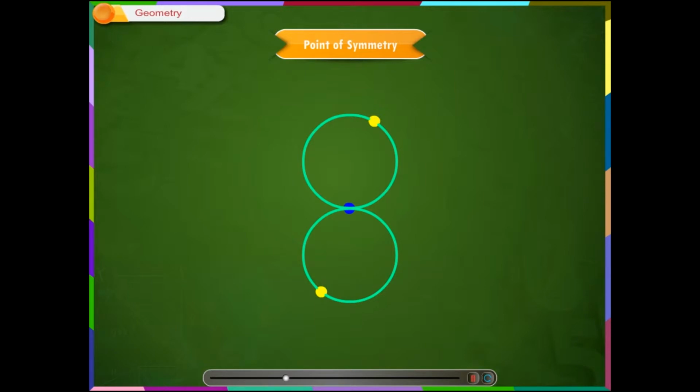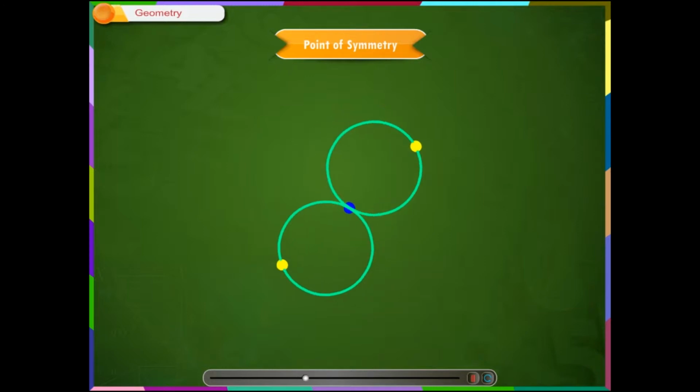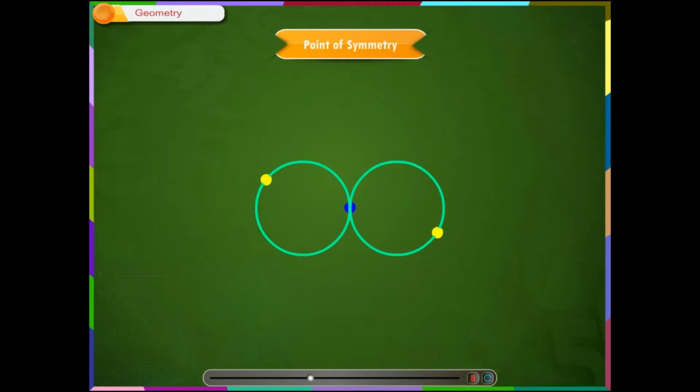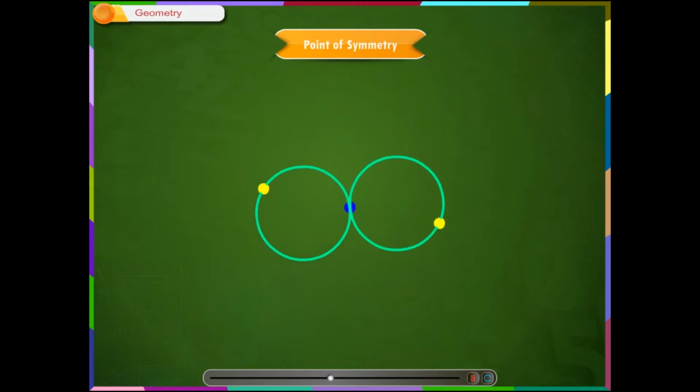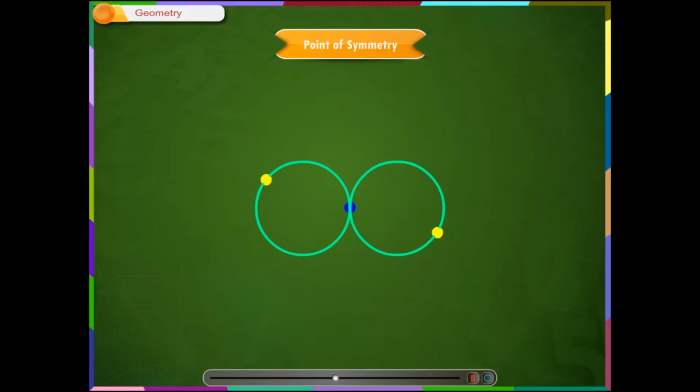Let us observe the figure on the screen with the two yellow dots as shown in figure 1. First, let us rotate it 90 degrees and we get the figure as shown in figure 2. When the same shape is rotated 180 degrees, it looks the same, or it looks same when turned upside down. This figure has point of symmetry as shown in figure 3.